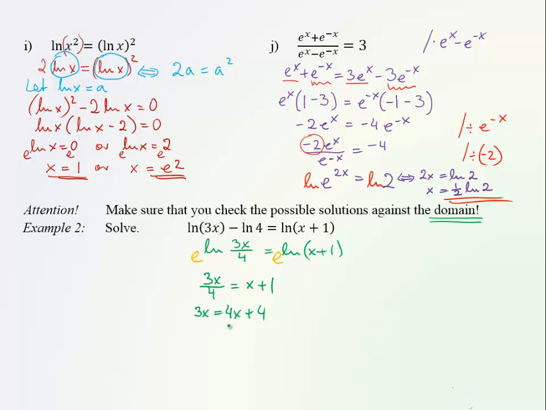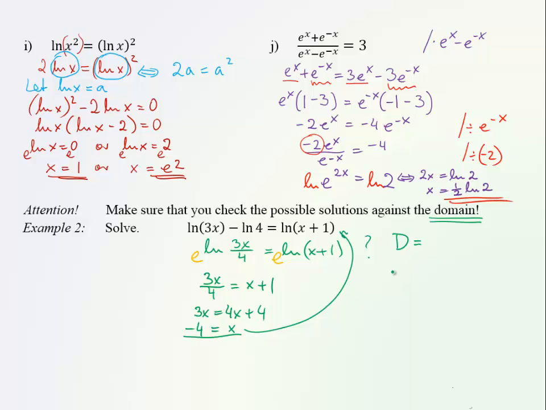Bring the 3x to the right, so it will be just 1x equals negative 4. Okay, we do have a solution, but is that a good solution for the original equation? Let's check against the domain. But what is the domain? Maybe we should state it.